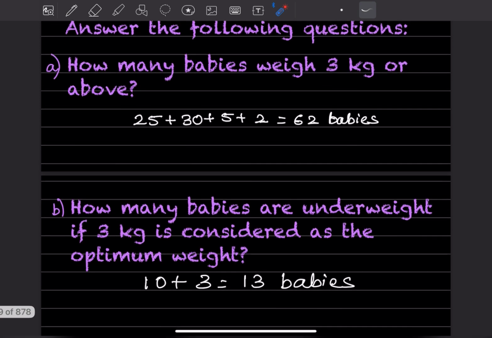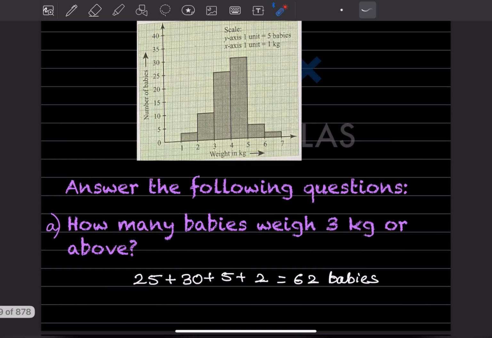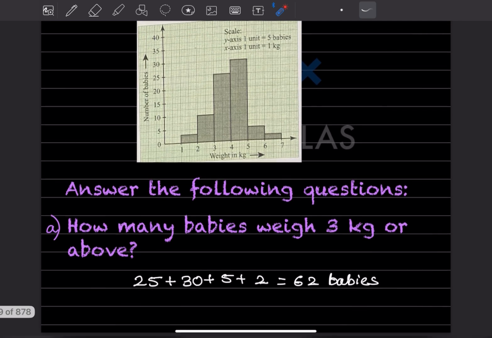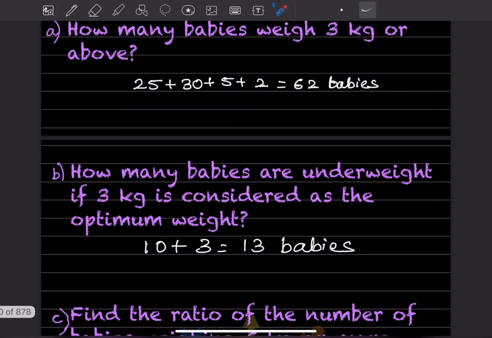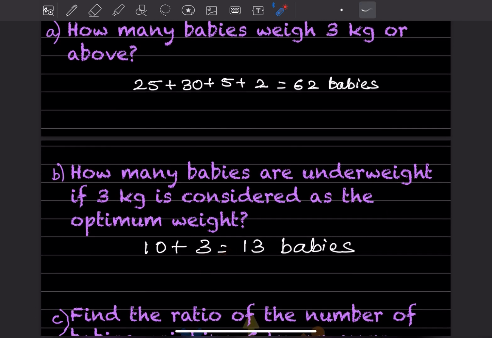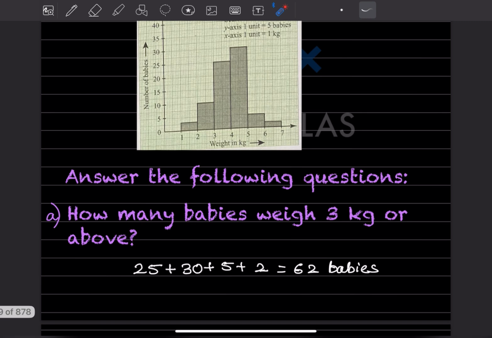How many babies are underweight if 3 kg is considered as the optimum weight? So here we can see, underweight means you have to go this way. This is 10 and this is again here. So that will be 10 plus 3, that will be 13 babies, because this part, can you see, in between there is no exact value. This is 2.5 but slightly above 2.5. So we can consider that as 3.